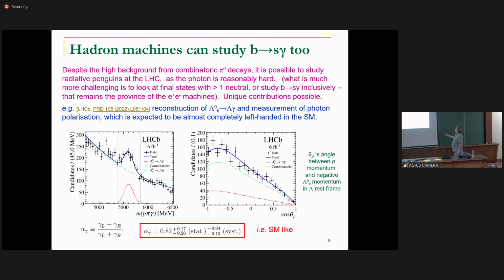And what's more, once you've seen this, you can do more than just measure the branching ratio. For example, you can go and measure the photon polarization. In the standard model, the photon is expected to be almost completely left-handed. How do you get a handle on the photon polarization? Well, you can look at this angle here, for example, which is the angle between the momentum of the proton which comes from the lambda decay and the Lambda_b momentum, or the negative of that, in the lambda rest frame. The point is the lambda decays, and the distribution of these final state particles carries information on the polarization of the photon. You can measure this, and you find that indeed it does seem to be, within the current statistics, left-handed, which is standard model-like.